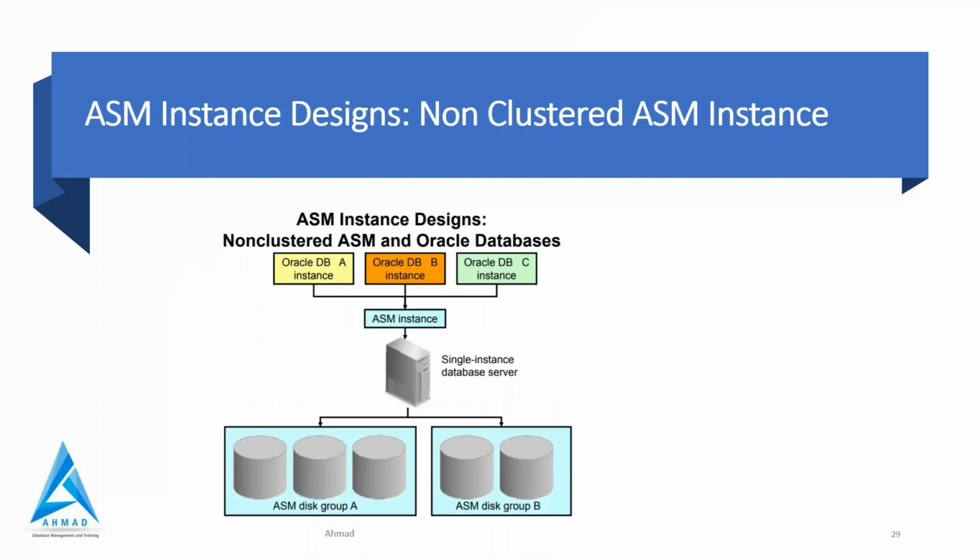Now see, this is ASM instance design. This is the first design by which you can configure your database. So here you can see that you have three databases, A, B, C. It means it is a single instance or non-clustered, right? And in that you are using one ASM instance, which is connecting to all databases. So this type of configuration is called non-cluster ASM and Oracle databases.